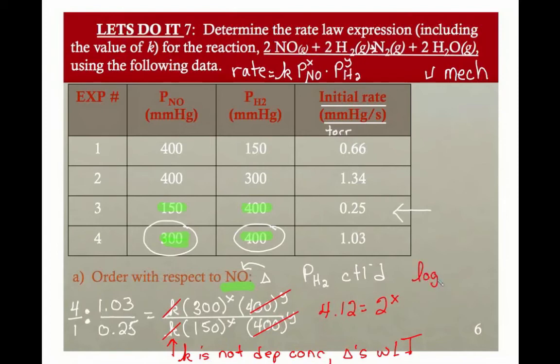But if it's not so obvious, and you've had your logs, which I think most of you have, you take the log of the one without the power, divide it by the log of the one with the power, and that will equal the power. And if you do that division, we find that x is equal to 2. And that means it is second order with respect to NO. So it's a second order reaction for NO.